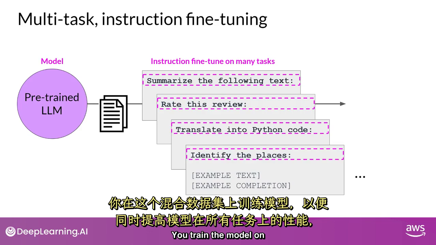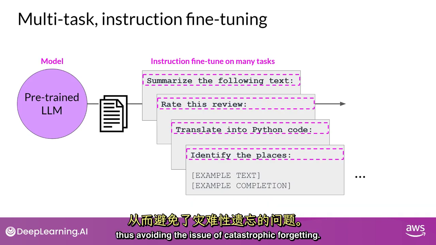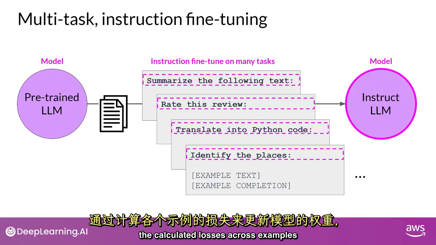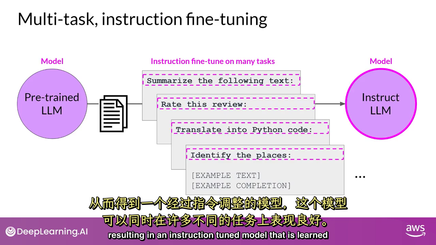You train the model on this mixed dataset so that you can improve the performance of the model on all the tasks simultaneously, thus avoiding the issue of catastrophic forgetting. Over many epochs of training, the calculated losses across examples are used to update the weights of the model, resulting in an instruction-tuned model that has learned how to be good at many different tasks simultaneously.